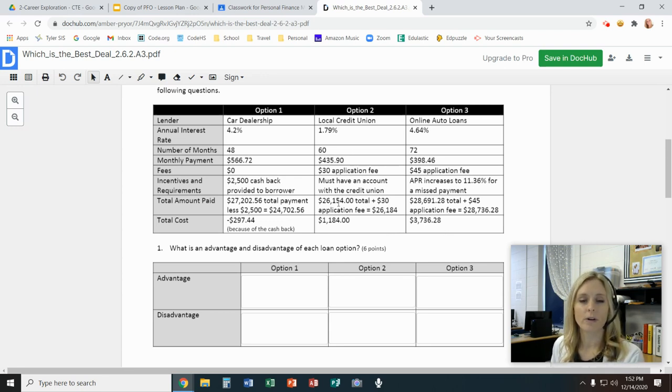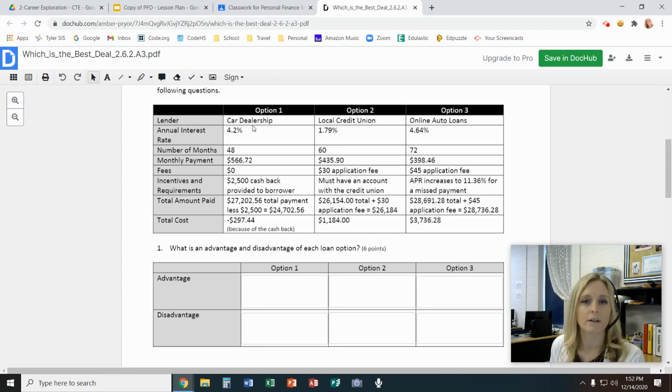Option two, local credit union, what's good about it? It has the lowest interest rate. That's probably the most obvious thing. And then disadvantages, you could say that having to have an account with a credit union would be a disadvantage, or just the fact that it has an application fee. In general, a couple of things are higher than over here, but there are also things that are lower than over here.